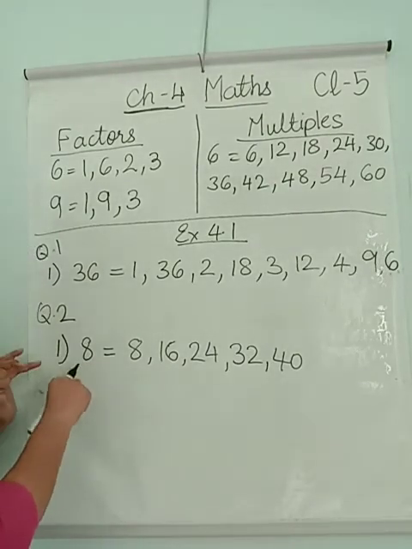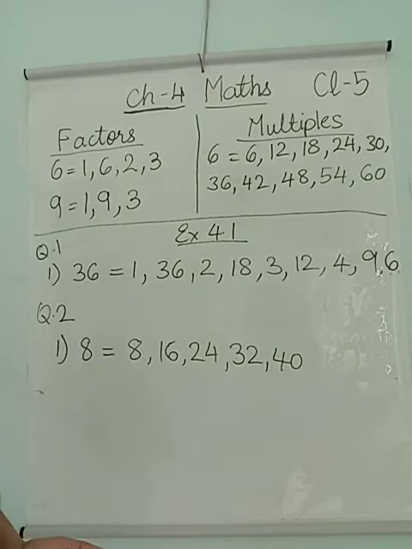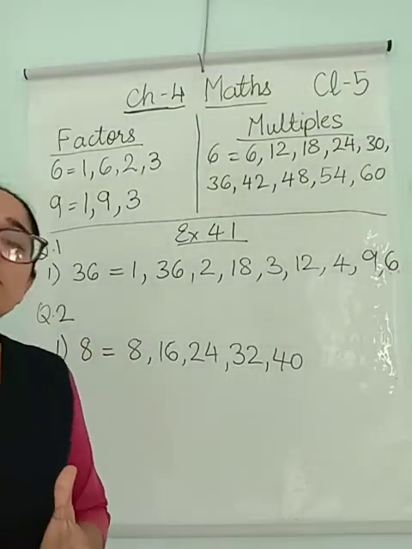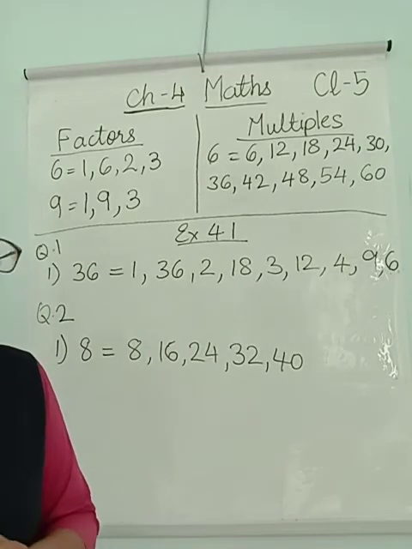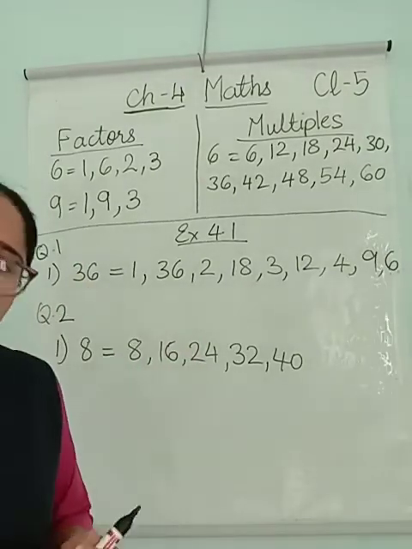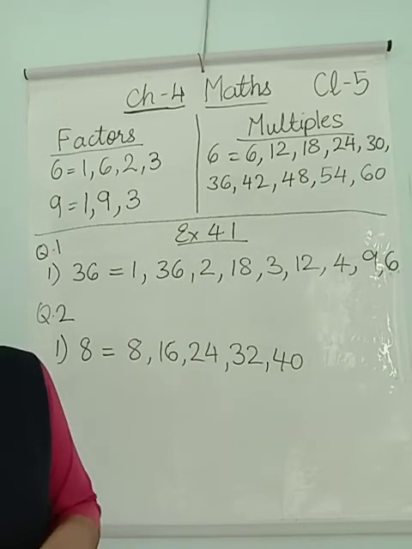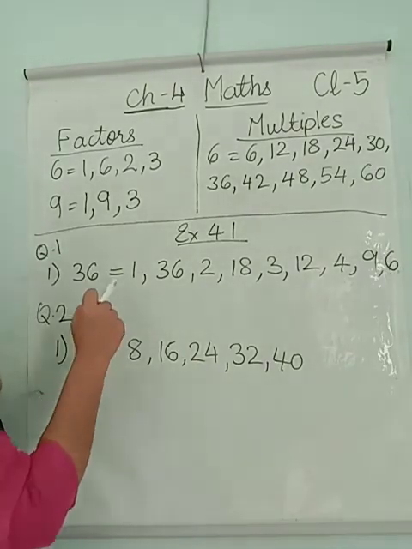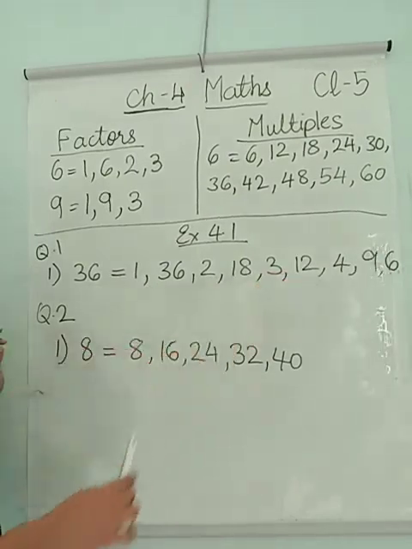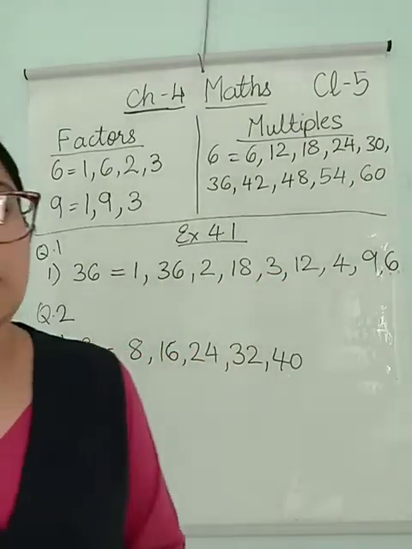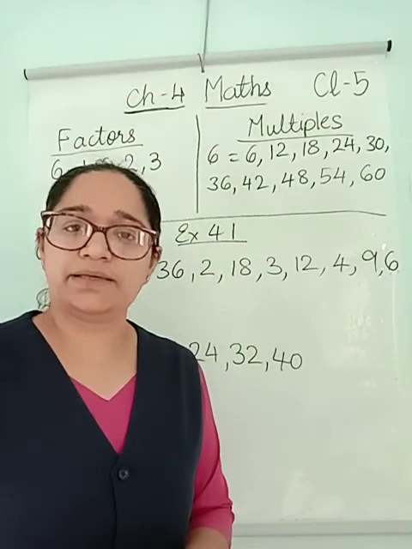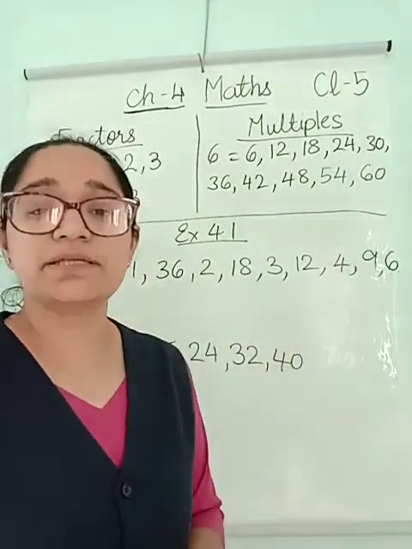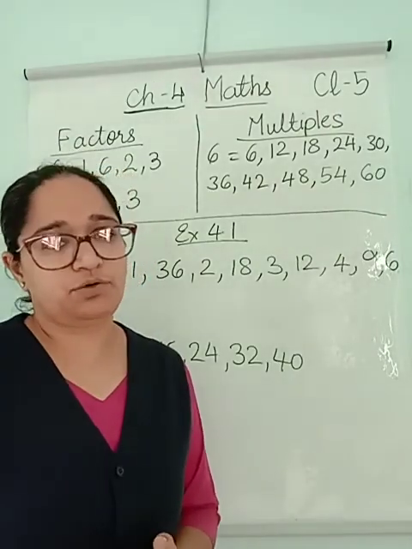Getting me? In multiples you write the multiplication table. In factors you find out in whose table that number comes. This is called multiples and this is called factor. Okay, so this is it for this exercise. Do solve the remaining 3 sums and complete your notebook.